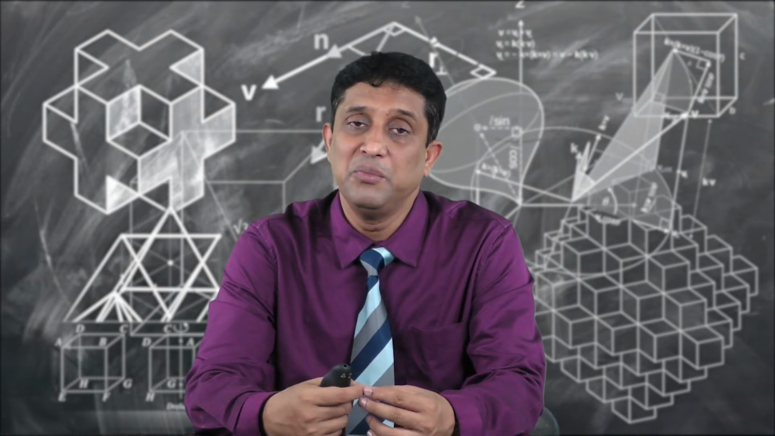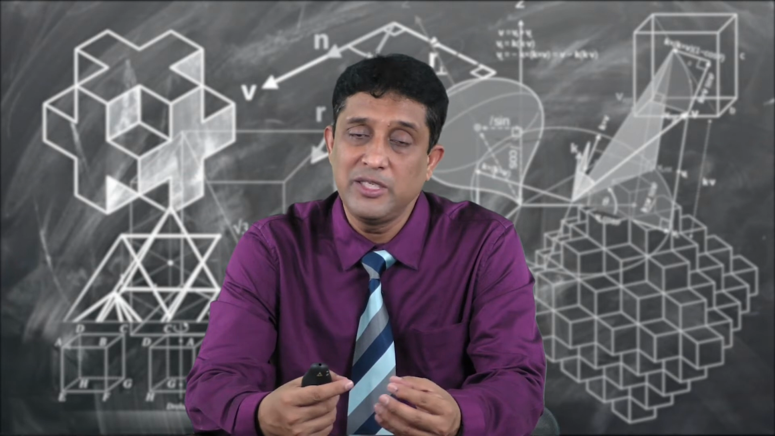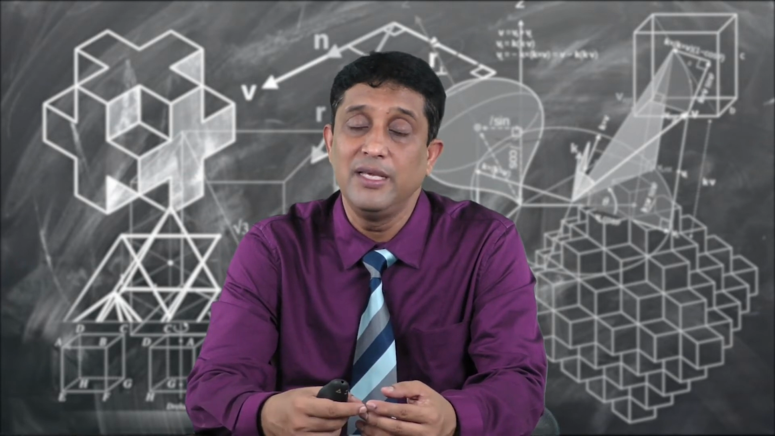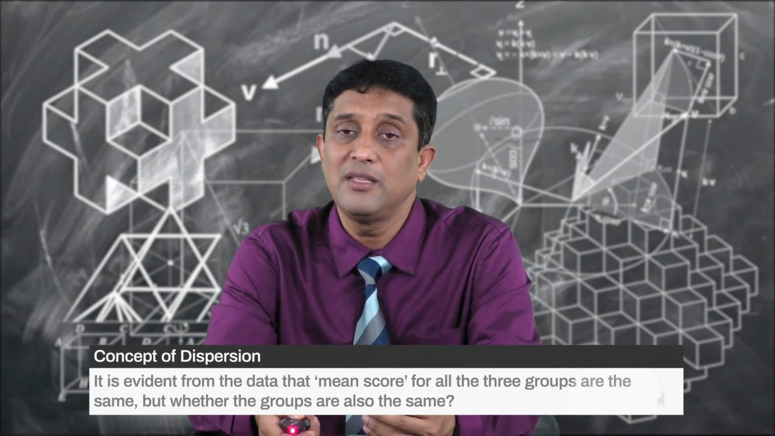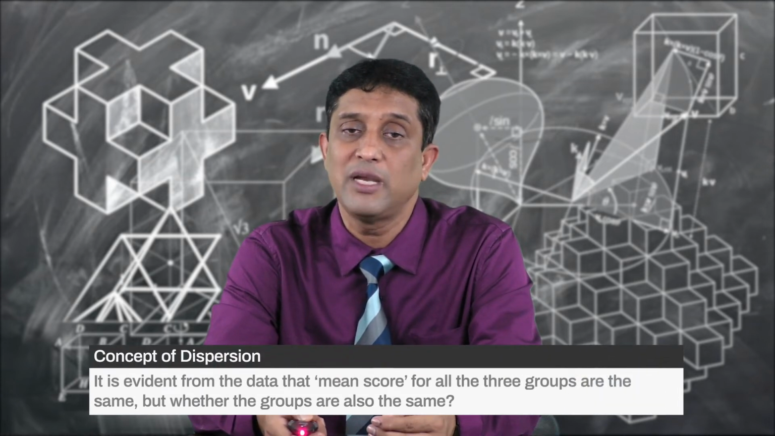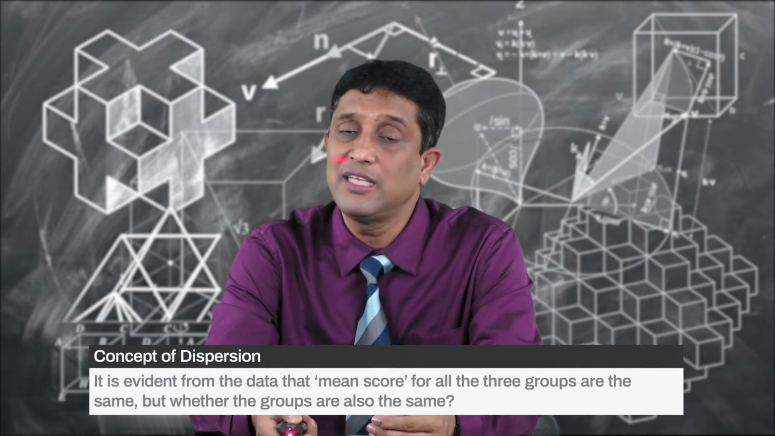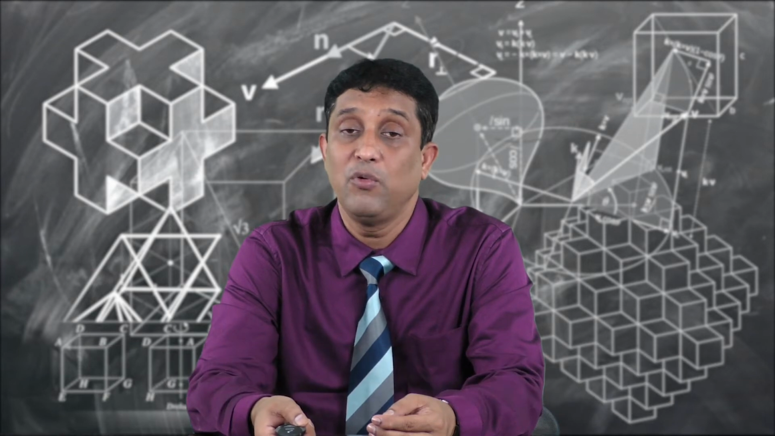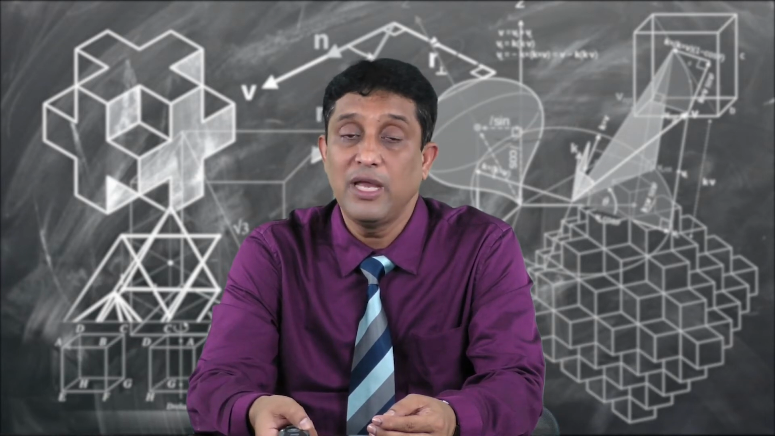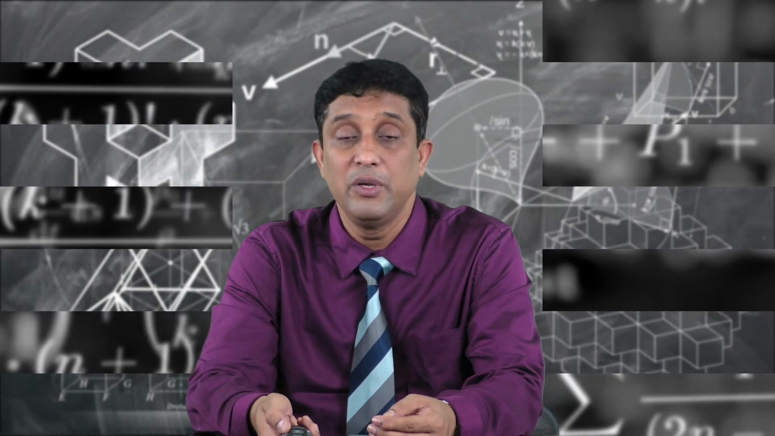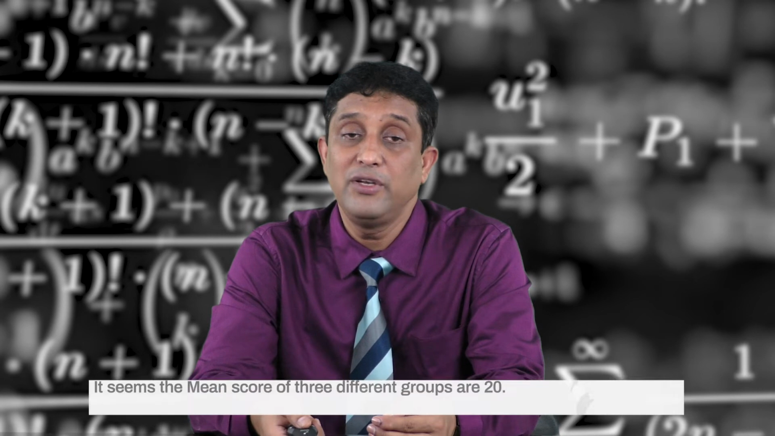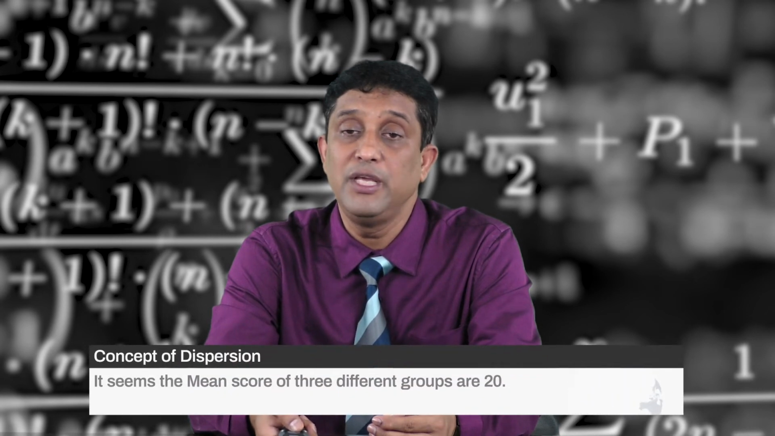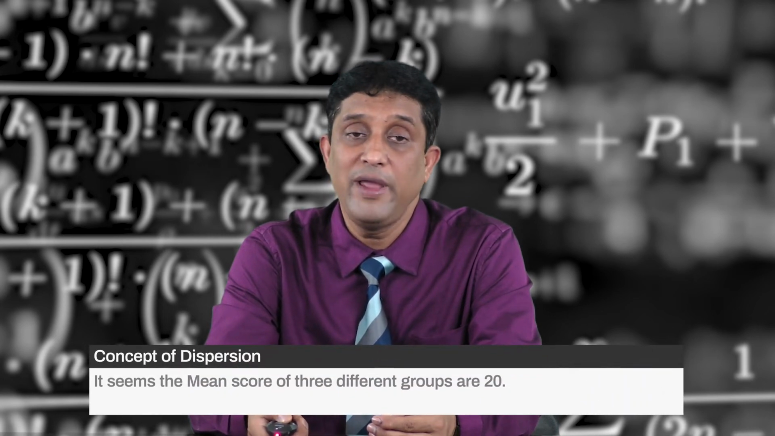To understand more about the concept of dispersion, from the example that I have already cited, I can say that it is evident from the data that the mean score of all the three groups is the same. But whether the groups are also the same, you can't say that. Only taking the mean score, you cannot say that the groups are the same, because the distribution of scores in the groups is different. And further, it seems the mean score of the three different groups is 20.